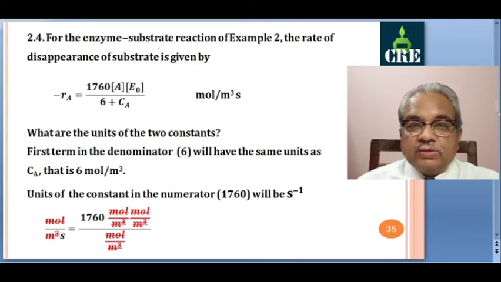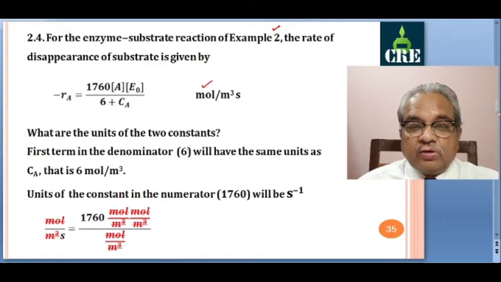2.4. For the enzyme substrate reaction from solved example 2, which you have to refer to, the rate of disappearance of substrate, minus Ra, is 1760 into concentration of A into concentration of E0 divided by 6 plus Ca. Units of rate are moles per meter cube per second. What are the units of the two constants? Here one constant is 1760 and another is 6.